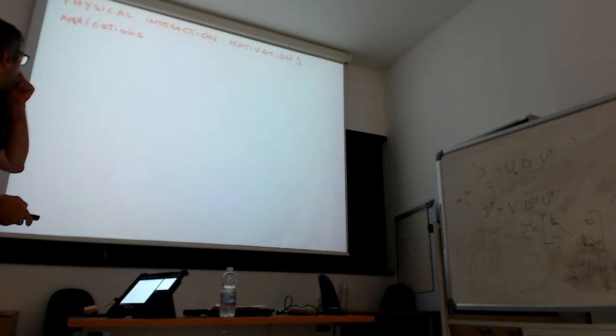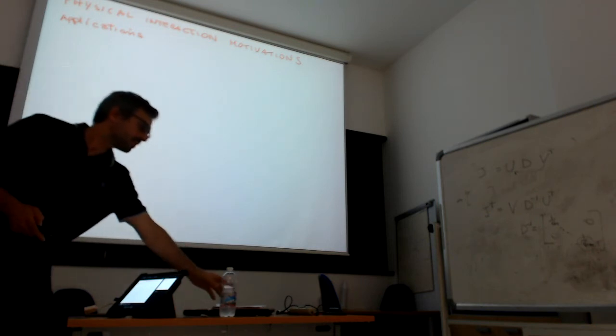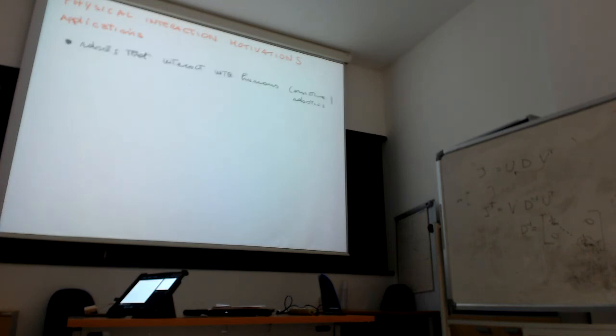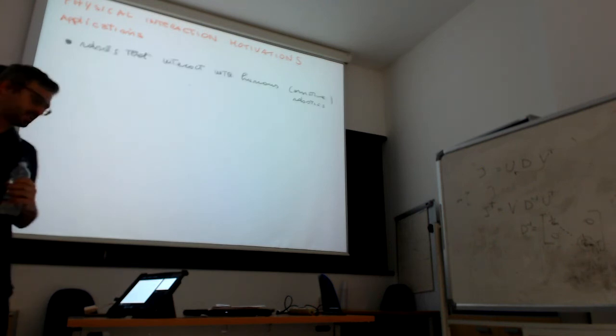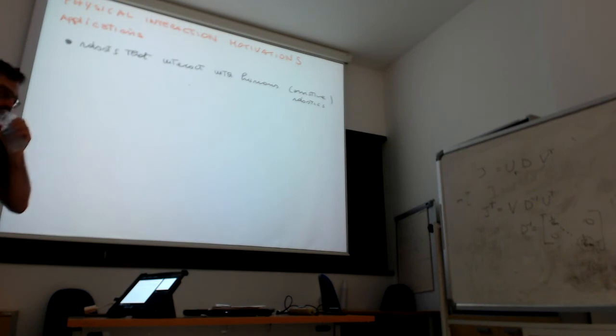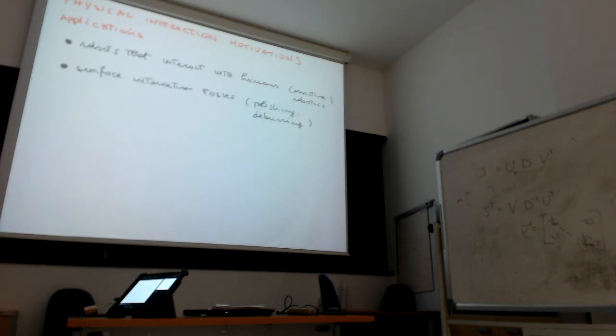Why do we want to control interaction forces with a robot? First, we have many applications where this is super important. For example, whenever you have a robot that needs to interact with humans: safe robot interaction, assistive robotics for elderly care. Then you might have surface machining that involves, for example, polishing, deburring, brushing.